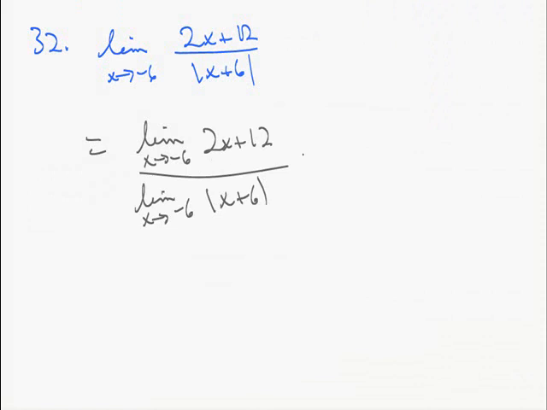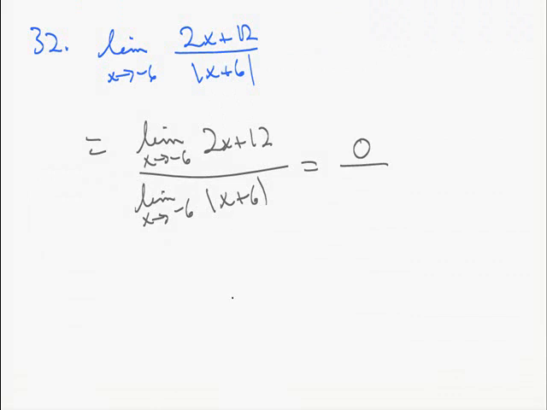Well, the numerator one is going to exist. The numerator one is just a polynomial, and then we can just plug in negative 6 here, and we get 2 times negative 6 plus 12, that's 0. Now the question is, what about this limit here in the denominator? The limit as x approaches negative 6 of the absolute value of x plus 6.